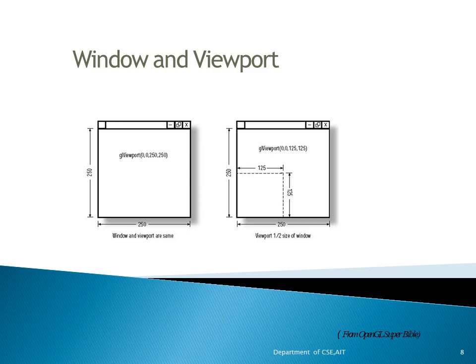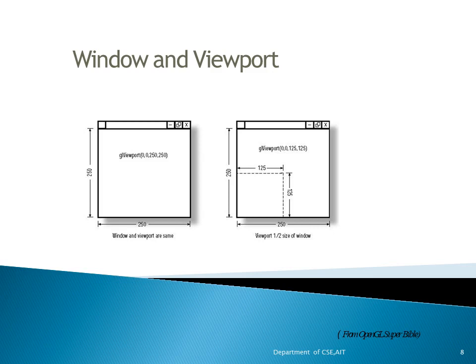In the second picture, you can notice what is going to happen. If I am giving glViewport as 0, 0, 125, 125, the meaning is the viewport is located at xvmin 0, yvmin 0. That means the origin of this viewport is 0 and 0, and its width and height are given in the third and the fourth parameter. That means 125 and 125. You can see that now the viewport is half of the window.